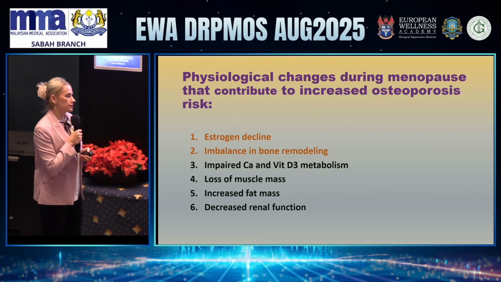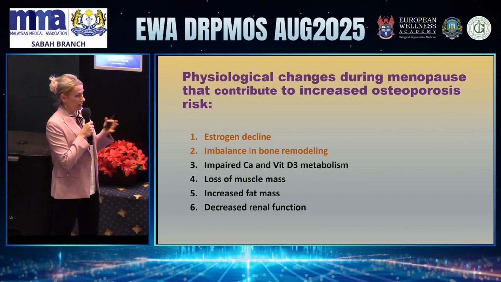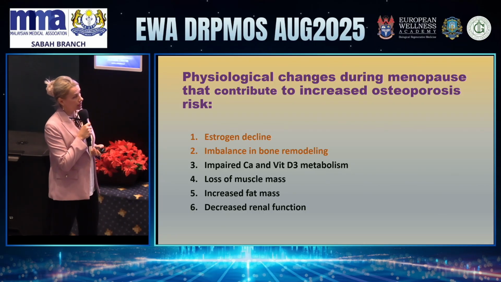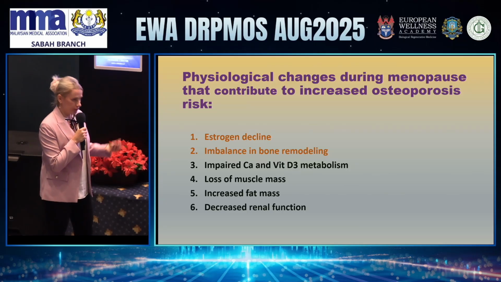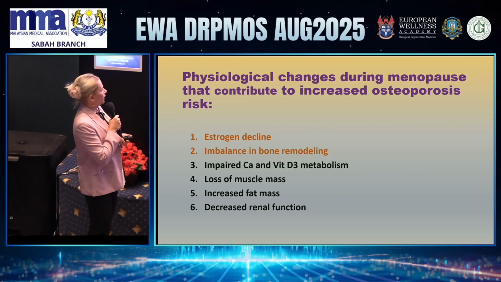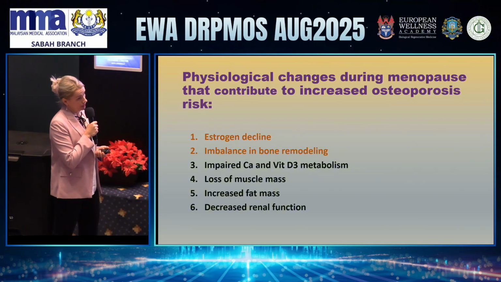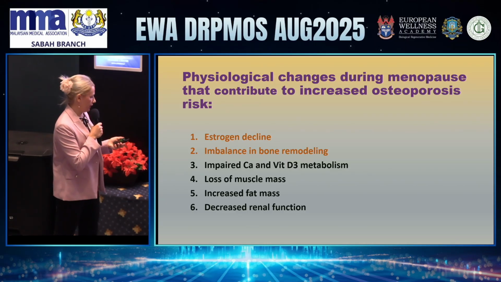Why? Because the excessive amount of subcutaneous fat is the place where the process of aromatization, the conversion of androgens to estrogen, is happening. So these residual circulating estrogens work protectively. Decreased renal function leads to poor activation of vitamin D. Vitamin D is responsible for the absorption of calcium in the intestine as well, and has other effects.